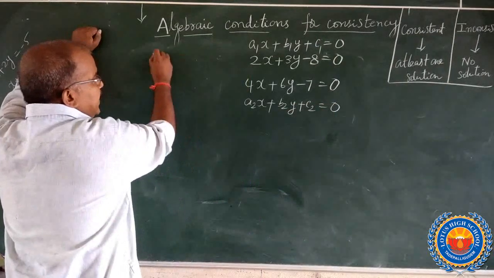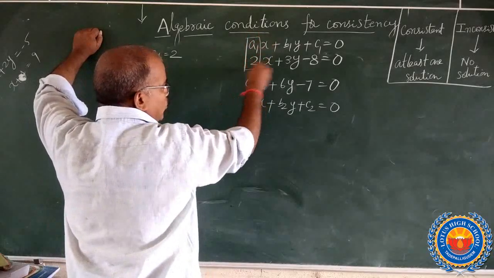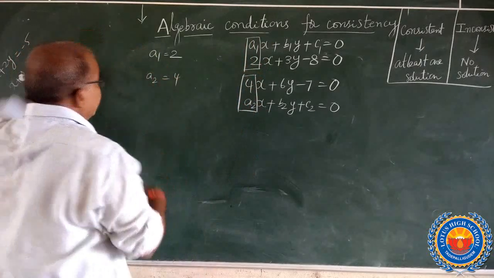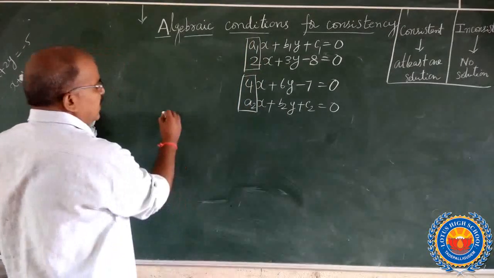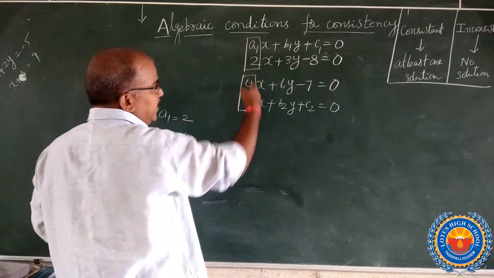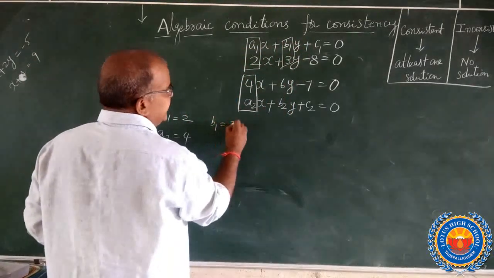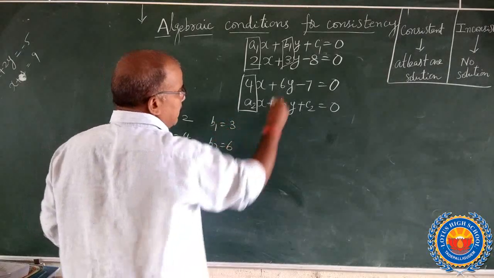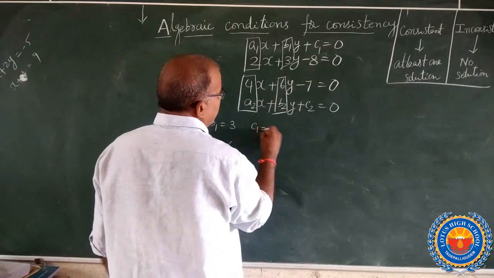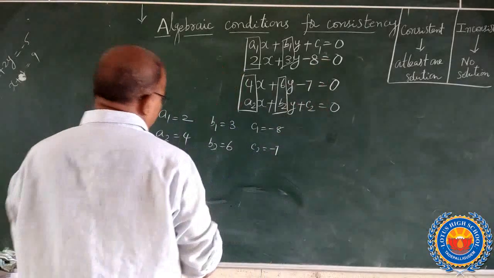Here a1 is equal to 2, a2 is equal to 4, b1 is equal to 3, b2 is equal to 6, c1 is equal to minus 8, c2 is equal to minus 7.